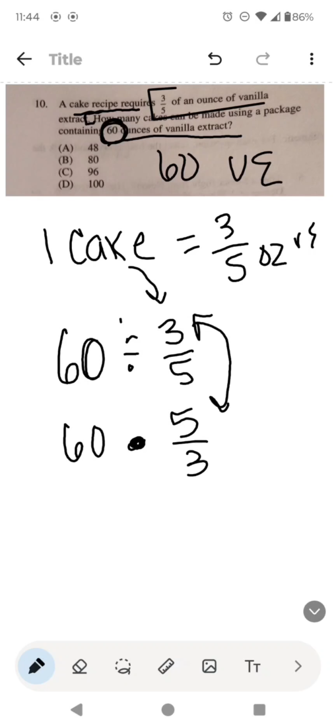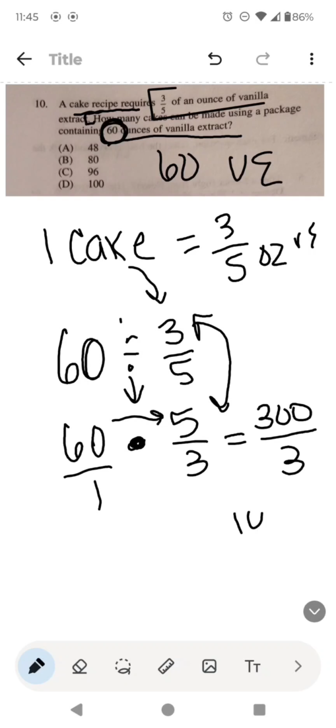What I've done is taken the reciprocal of 3/5, which is 5/3, changed division to multiplication, and now I'm going to multiply. When you multiply fractions, you go straight across, top times top, bottom times bottom. 60 times 5 is 300, divided by 3 is 100 cakes. Bada bing, bada boom.